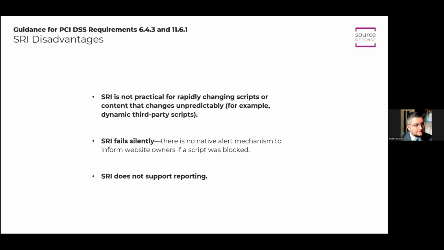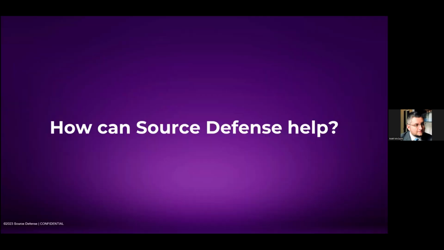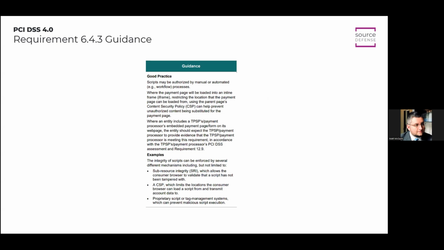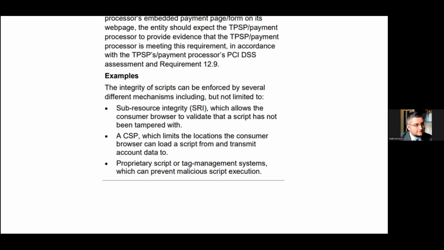Let's talk a little bit about what Source Defense does, just for contrast. And obviously, we've got to keep the lights on. But one might wonder, what else can you do besides this if CSP and SRI don't work very well? We'll go back to this guidance for a quick second. The third option, or a blend of these options, as that table pointed out, is a proprietary script or tag management system which can prevent execution of malicious code.